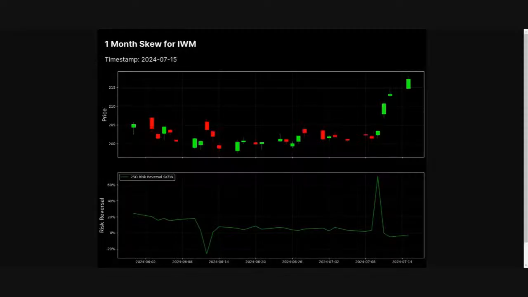Okay, I think I got the right one this time. You see, that's a 1 month skew of IWM, which we'll talk about later for fun. But let's start with this. Oh, I might as well show you this while we're here.